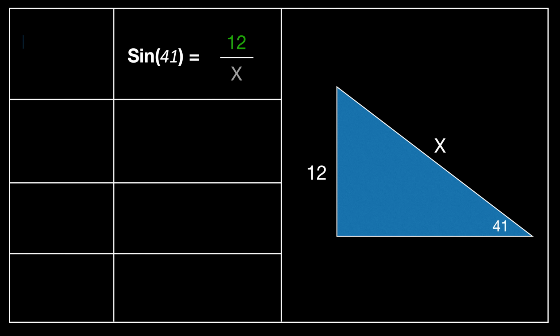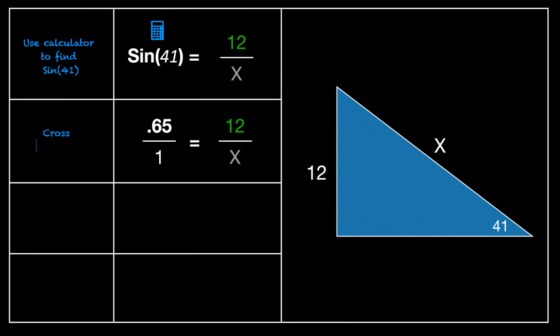So the first thing we're going to do when we solve algebraically is use our calculator to find the sine of 41. So you go ahead and put that into your calculator, and that's going to give us 0.65, and always set it over 1. So we got 0.65 over 1 equals 12 over x. And you always set over 1 so we can cross multiply at this point.